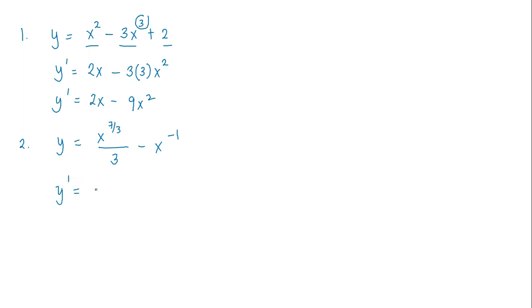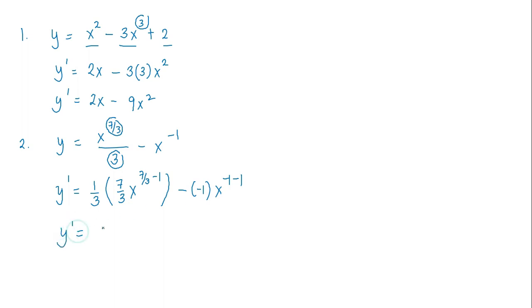Y prime is equal to, so yung 3 na denominator, pwede na natin siyang ilabas dito agad. Okay? And then, yung 7/3 ay isusulat natin sa unahan or ibababa natin. And then, babawasan natin ng 1 yung exponent. And then, minus, bring down negative 1, and then x, negative 1, minus 1. Babawasan natin ng 1 yung exponent.